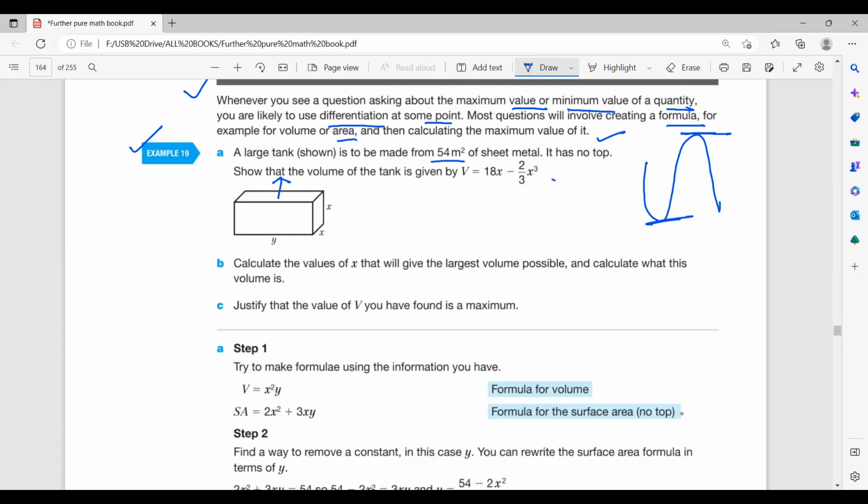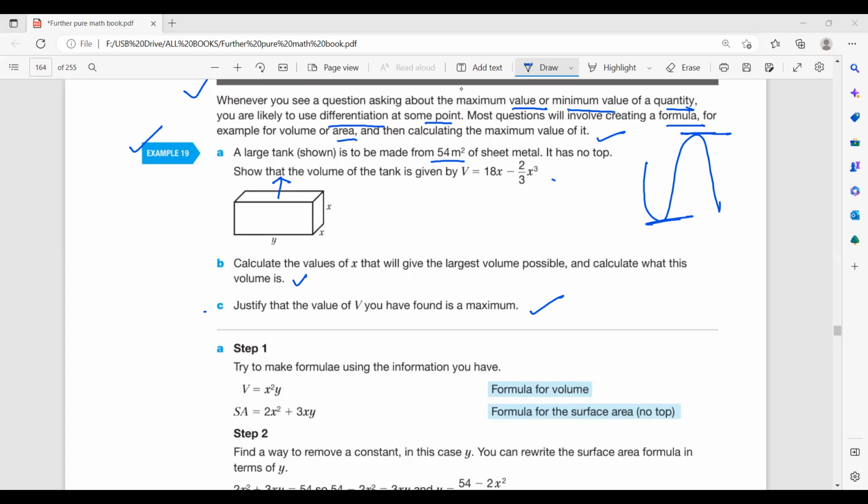Part B, calculate the value of x that will give the largest volume possible and calculate what this volume is. At first, we have to find the value of x for which we get the largest volume possible, and then we get that volume. Part C, justify that the value of V you have found is maximum. We have to justify these things. Now see, how can we solve this maths?